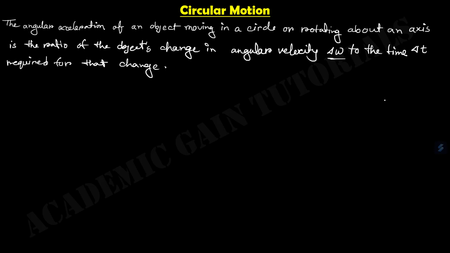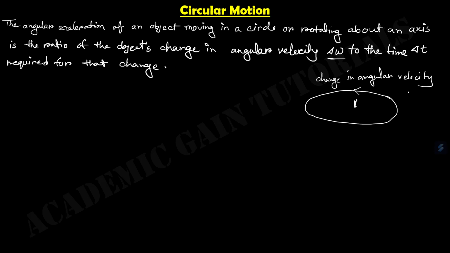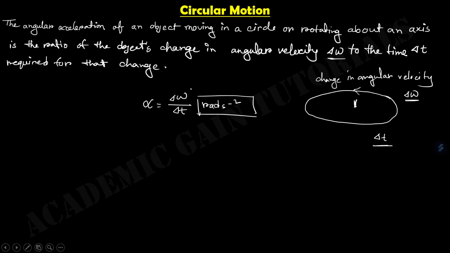That means when an object is rotating through a circular path about a fixed axis, there might be a change in angular velocity. So if the change in angular velocity is del omega and the time required for the change is del t, then we can represent this angular acceleration. We represent angular acceleration as alpha. Alpha equals del omega by del t, and the unit of alpha is radian per second square.